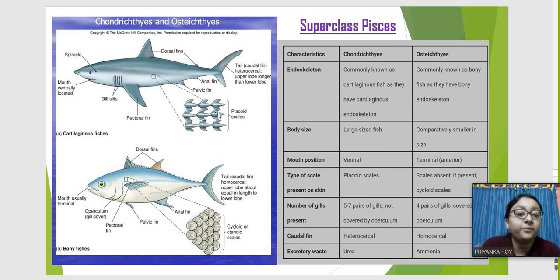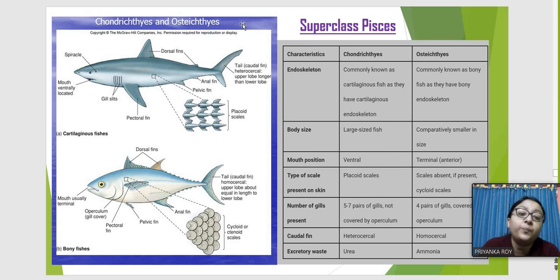And their scales are different. Sharks, the chondrichthyes, have placoid scales, and the bony fishes have cycloid or ctenoid scales. The number of gill slits is also different. In bony fishes it is only 4 pairs and it is covered by a bony operculum. But in cartilaginous fishes there are 5 to 7 pairs of gill slits.